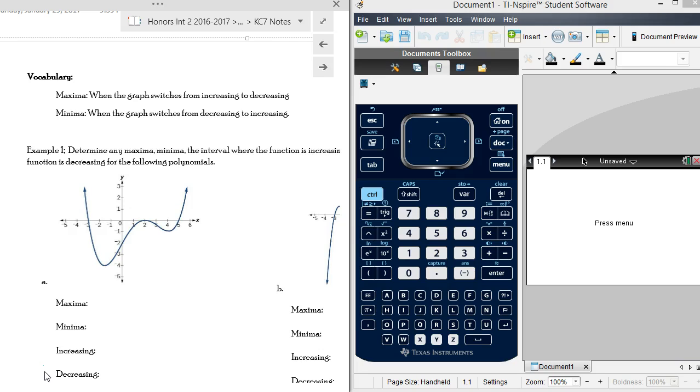A maxima is when the graph switches from increasing to decreasing, so it has a high point, and a minima is when it switches from decreasing, so going down, to going up, so it has a low point. We're also going to be looking at how to write when a graph is increasing and when a graph is decreasing. We are going to need a graphing calculator, so I've split-screened our notes today with the graphing calculator. If you'd like to bring up the graphing calculator on your own laptop, that would probably be a good idea. Otherwise, try and follow along.